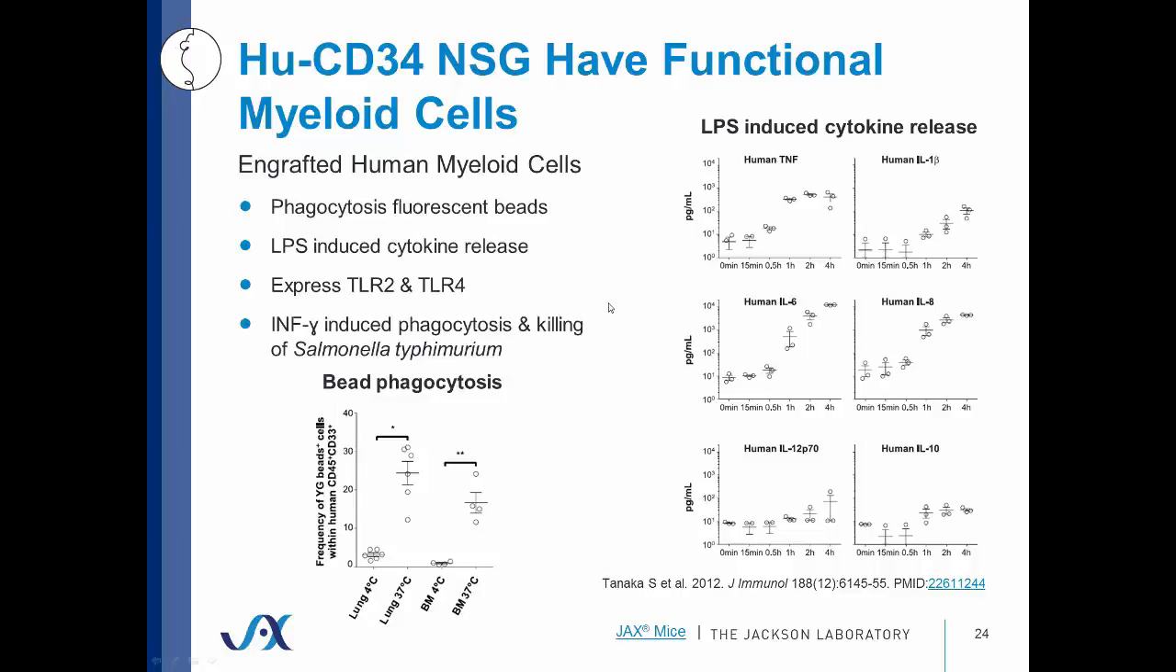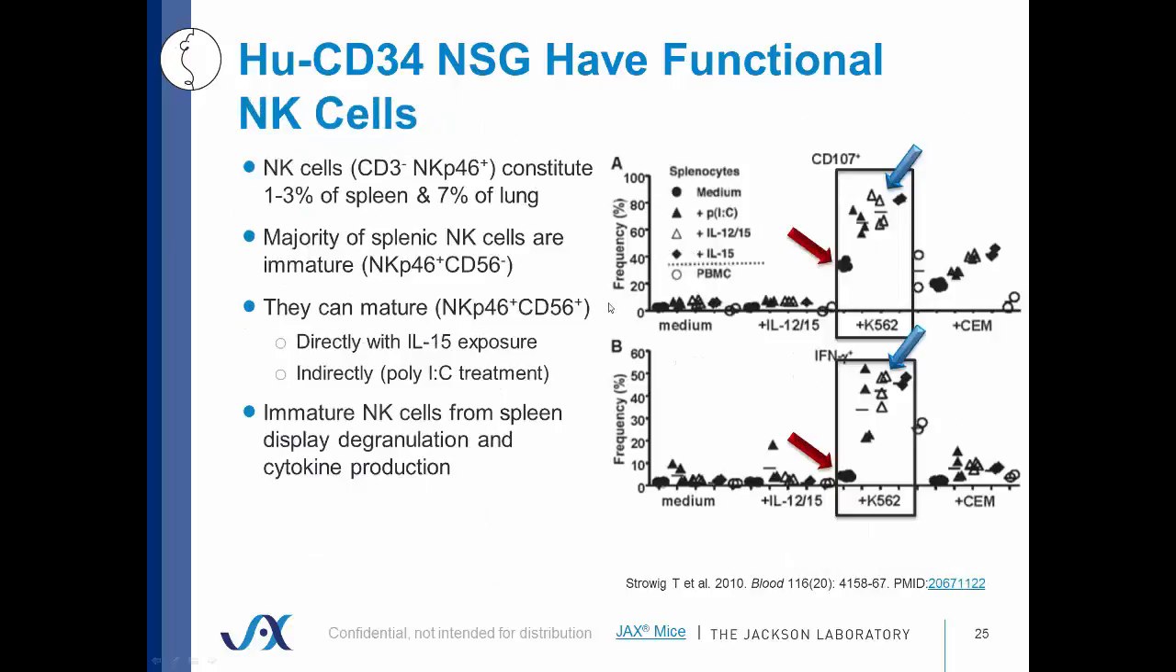So the other question with regard to innate immune function is, do these mice have functional human natural killer cells? Following engraftment, different tissues, for example spleen and lung, were extracted from the mice, and cells were obtained based on markers for natural killer cells. These would include cell populations that were CD3 negative and NKp46 positive. And indeed, you could find 1 to 3% in the spleen and 7% in the lung.